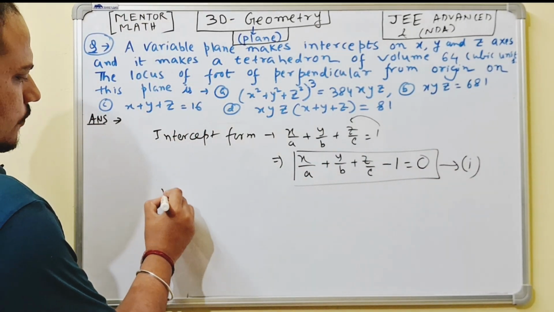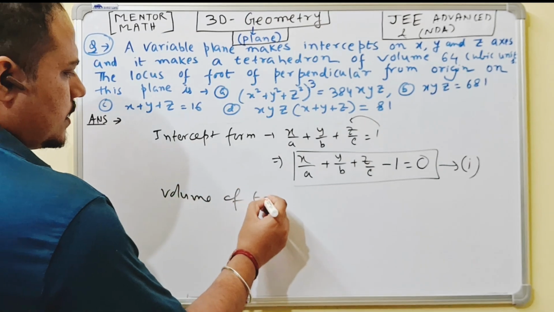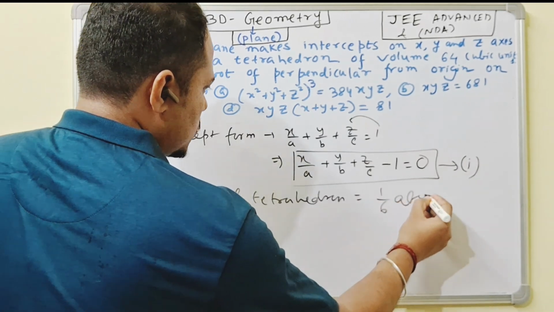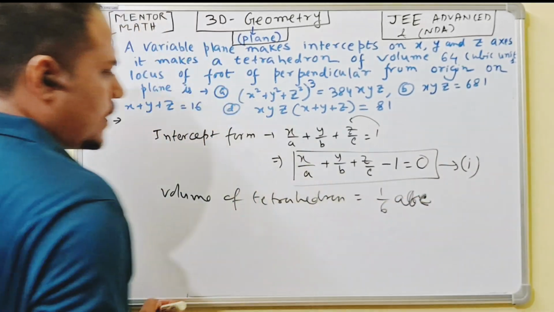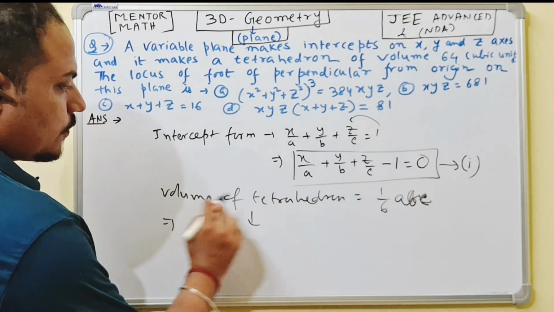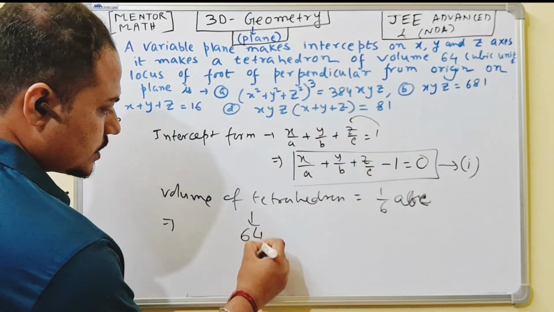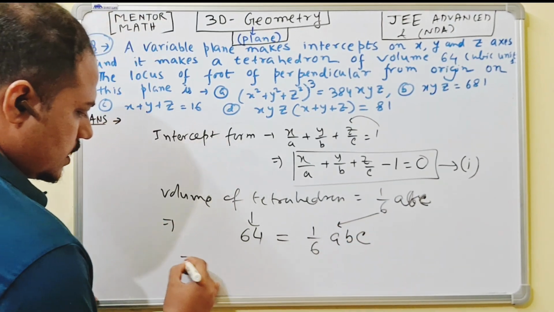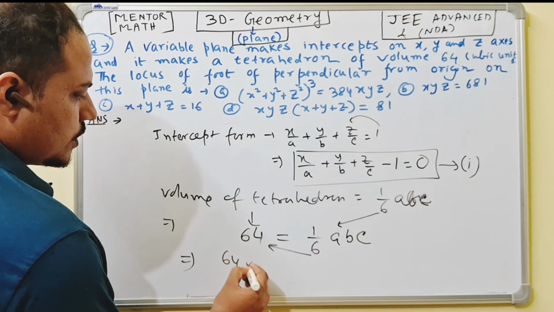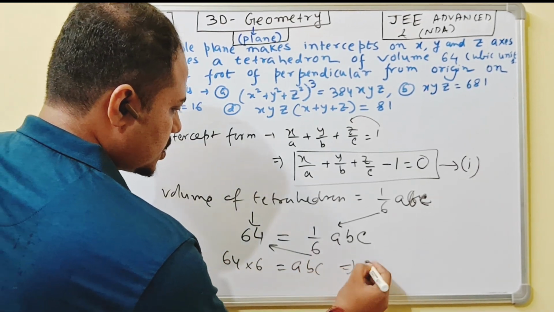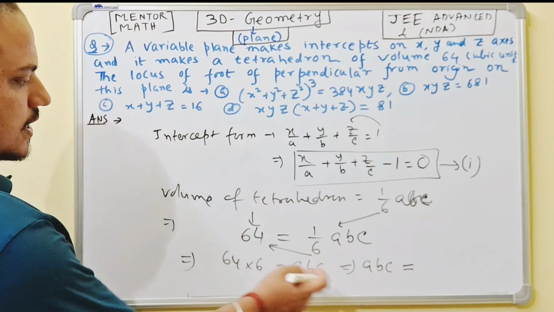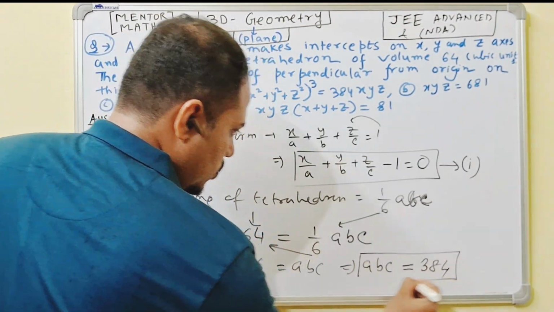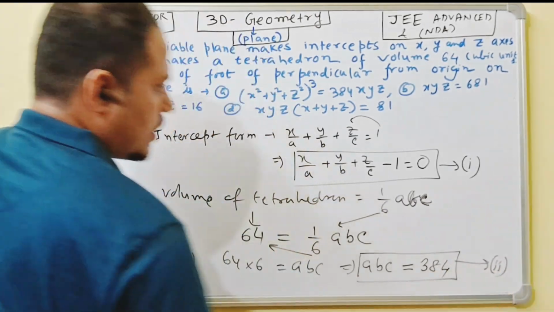Now you know that the volume of a tetrahedron is equal to 1 by 6 a into b into c. According to your question, the volume of the tetrahedron is already given, that is 64. So 64 is equal to 1 by 6 a into b into c. Then cross multiply: 64 into 6 equals abc. From that expression, abc is equal to 64 into 6, which is 384. You can take this as equation number 2.